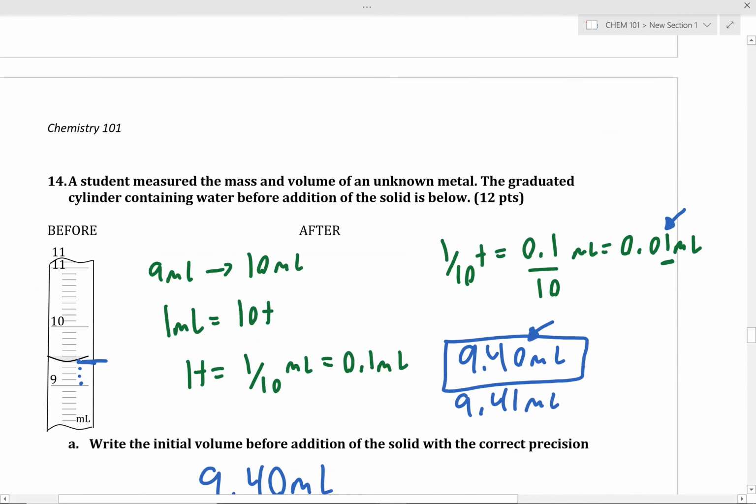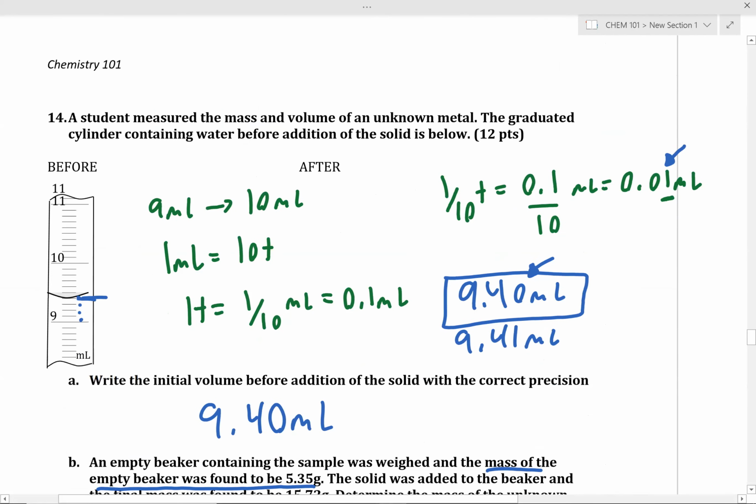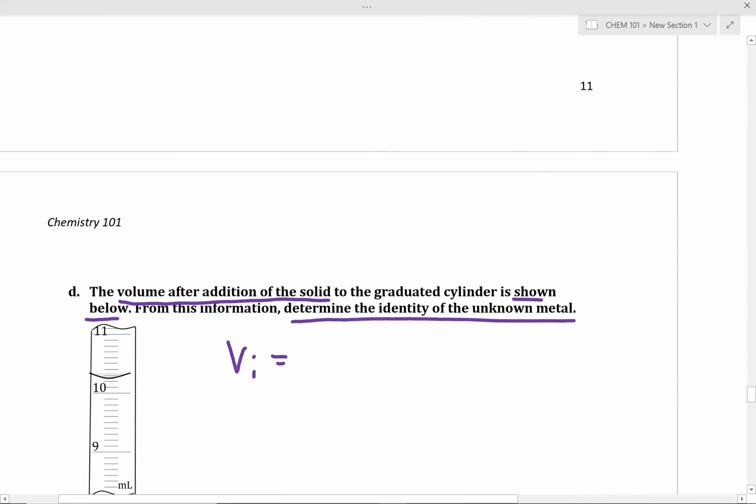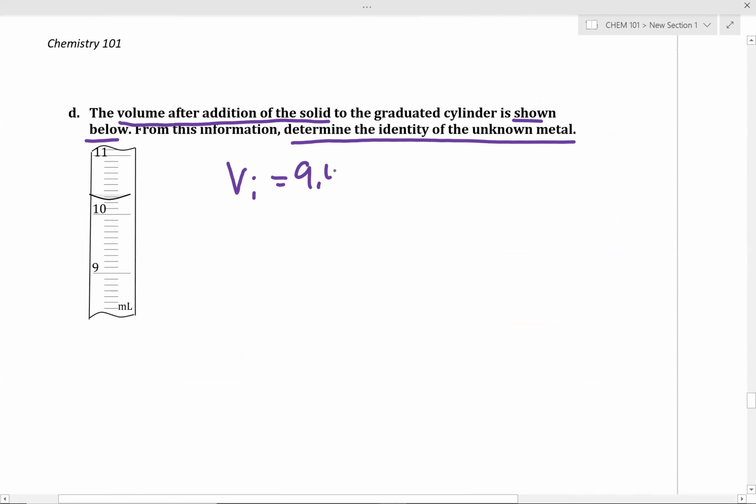What was our initial volume here? 9.40. We've done this in lab. We record our initial volume. Now, all we have to do is record our final volume. Thankfully, since we're using the same graduated cylinder for the displacement method. What is our final volume reading about?